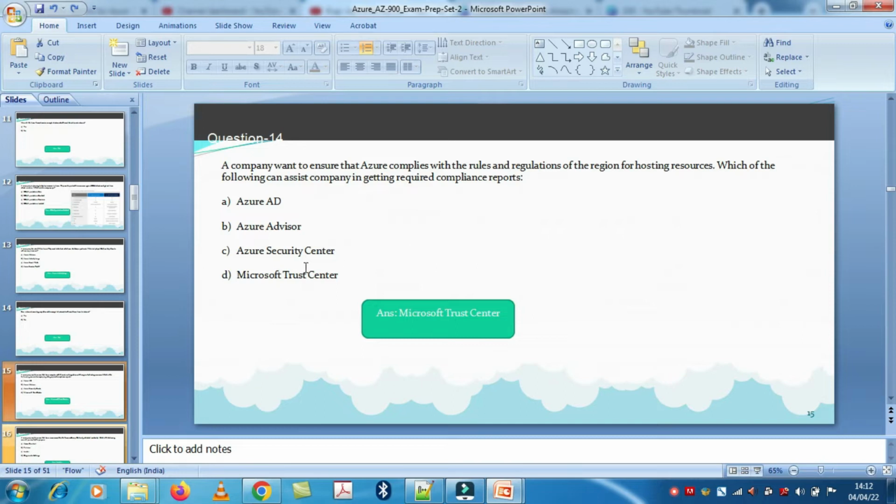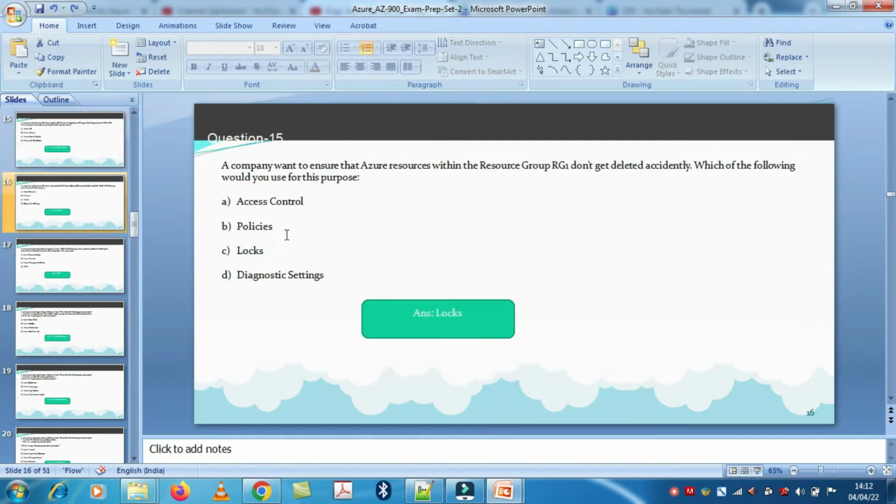Now the next thing is Azure Security Center, ASC. That is not it either. So the answer for this one is Microsoft Trust Center. If you want to get the required compliance report, that is the one to use, right, guys? Okay, moving to the next question.